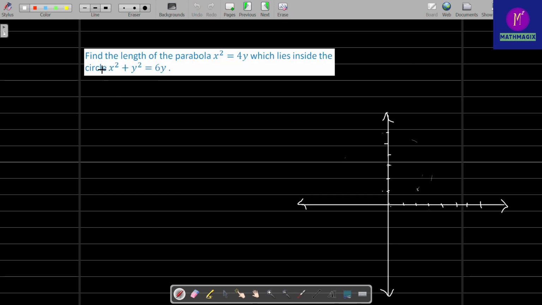Now this is another example. Find the length of the parabola x square equal to 4y which lies inside the circle x square plus y square equals 6y. So we have here the parabola as x square equal to 4y.